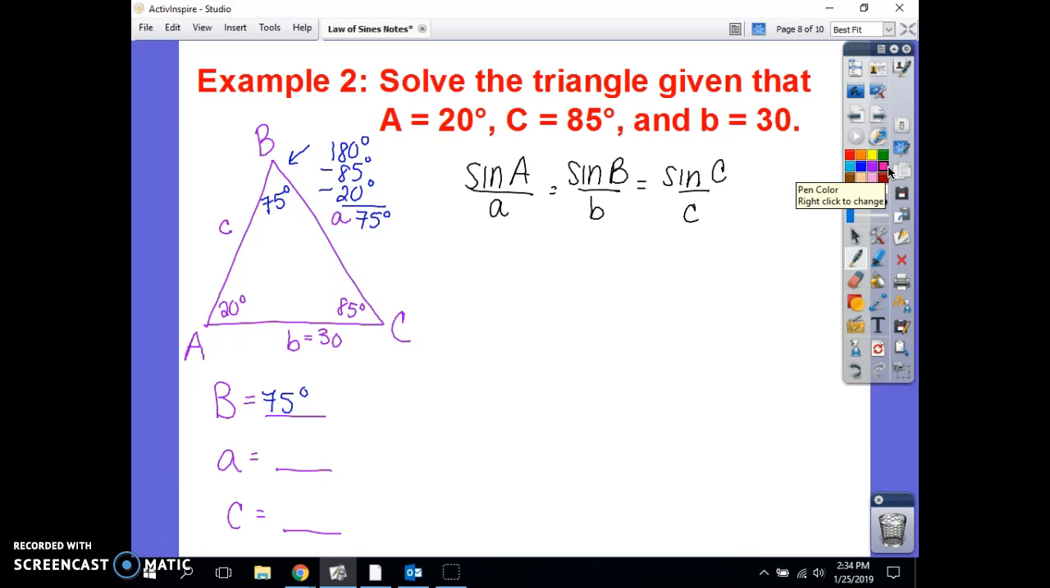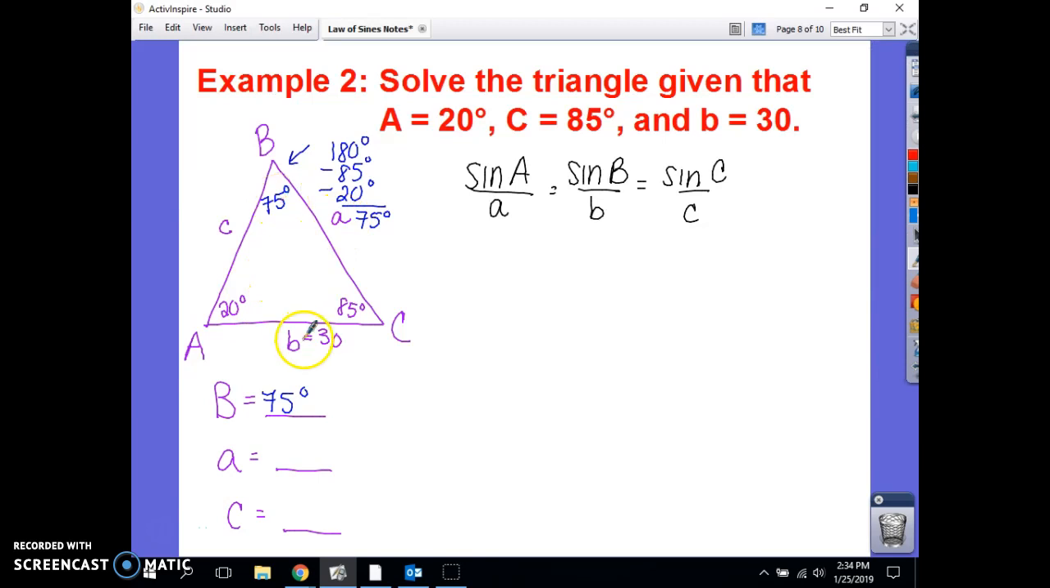So in this problem, I have big A, but I don't have little a. I have big B, and guess what? I have little b again. So that's what we are going to start with. We are going to start with the b's every time. So we're going to say sine of 75 over little b, which is 30, equals, and then again, we're going to solve for little a or little c. I'm going to start with little a. So we're going to use sine of big A over little a. So big A is 20, so sine of 20 degrees over little a.